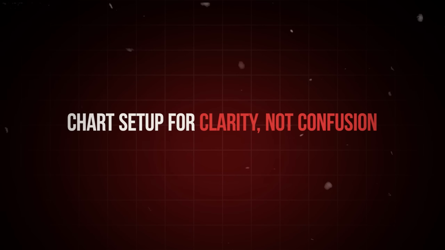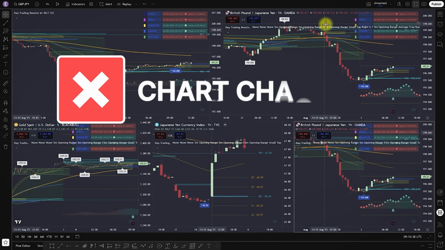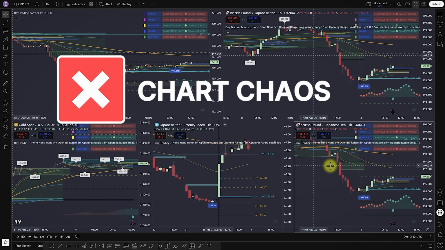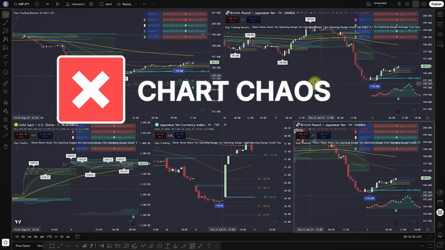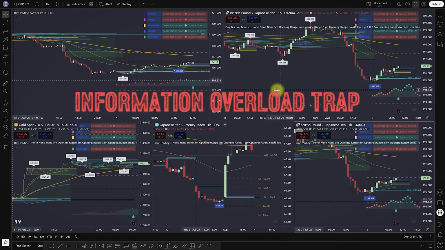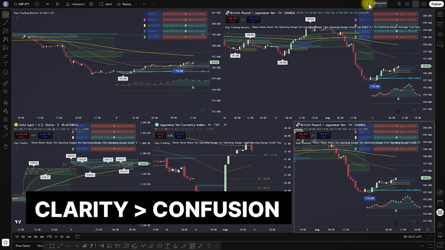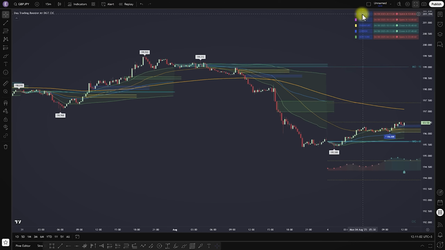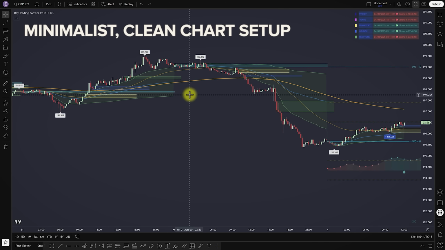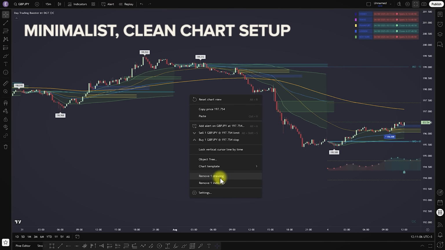Look at this chaos. Most beginner traders have charts that look like this. 10 indicators, 5 different time frames open at once, and they wonder why they can't make a decision. Most traders get wrong about chart setup. They think more information equals better decisions. But in trading, you need clarity, not confusion. Your chart has one job: to help you execute trades, not to analyze the entire market.